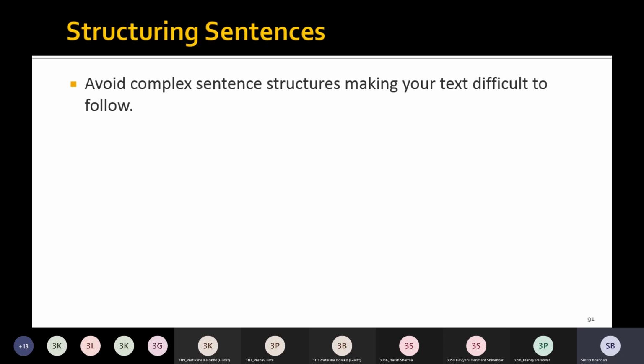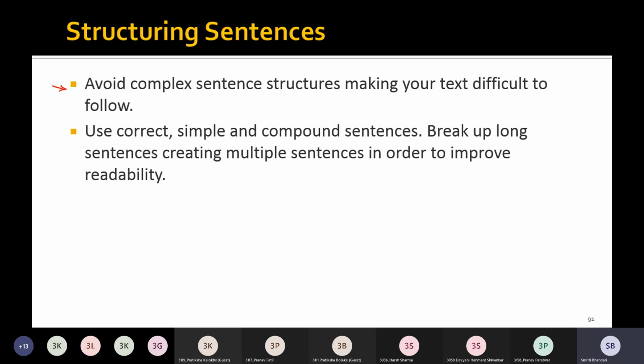Many times we write complex sentences in our documents. But usually what happens is, if we form a complex sentence structure, then many times it becomes very difficult for the reader to understand the meaning or the content in that sentence. So this is one important guideline: we should avoid complex sentence structures. If there is a need to write such complex sentences, we need to transform them by splitting them up into small sentences.